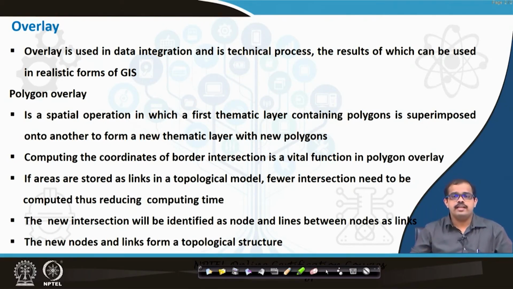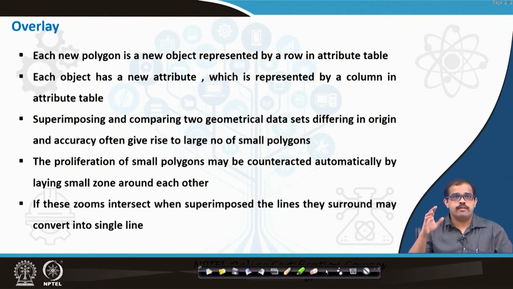Normally, the new intersections are identified as nodes, and the lines between nodes are called links in your polygon overlay. The new nodes and links form a topological structure. When you are looking at the topological model, it forms a topological structure. This is one form of overlay. Each new polygon in the new object is represented by a row in an attribute table.